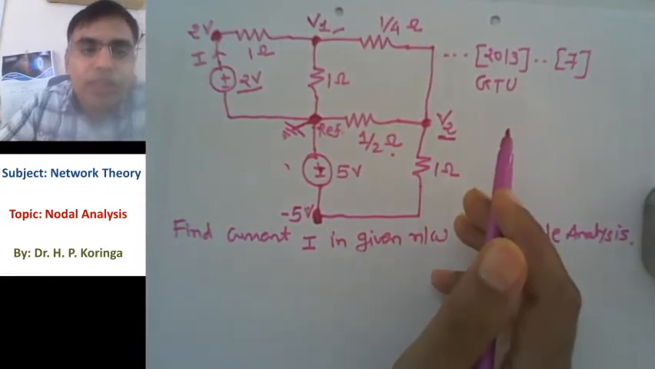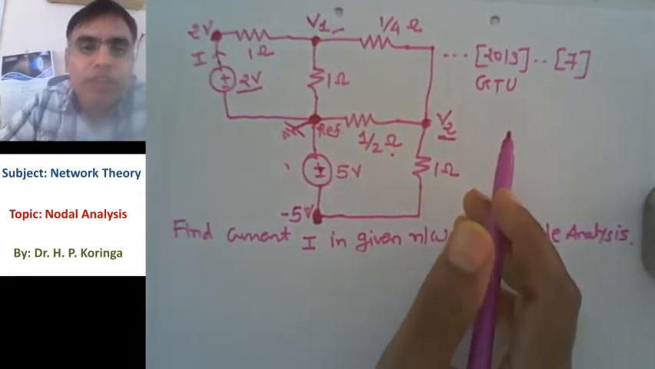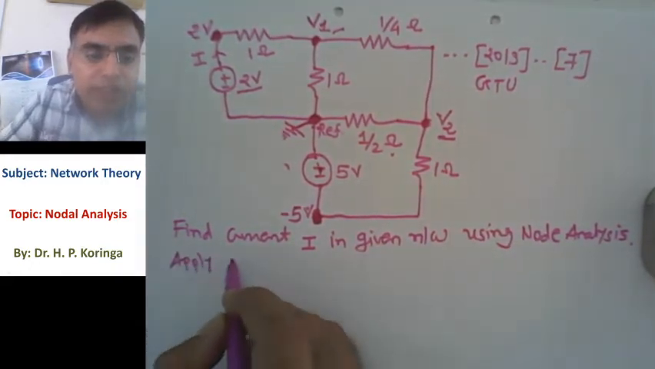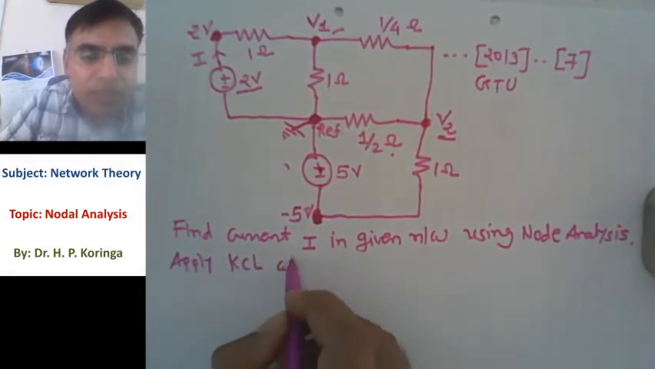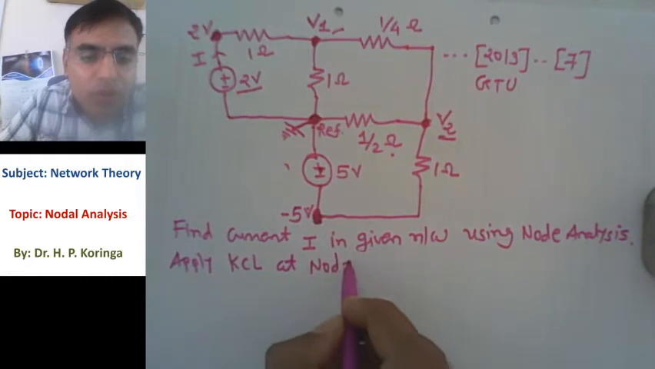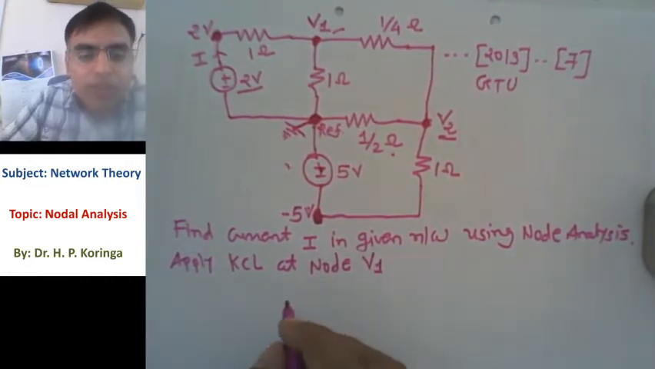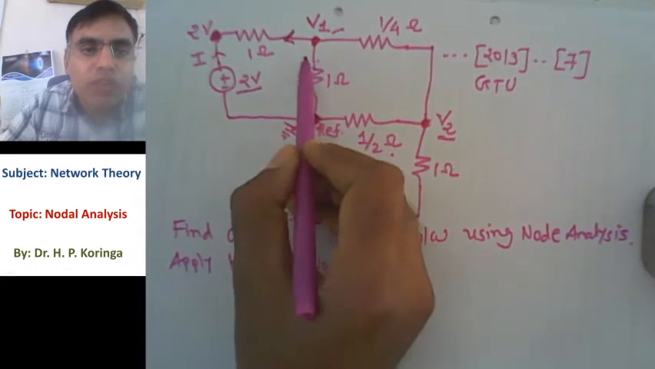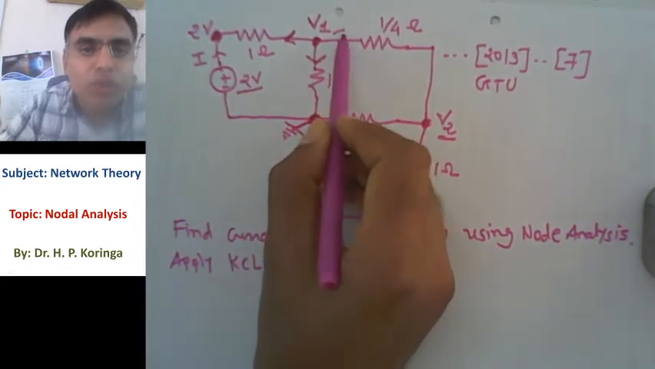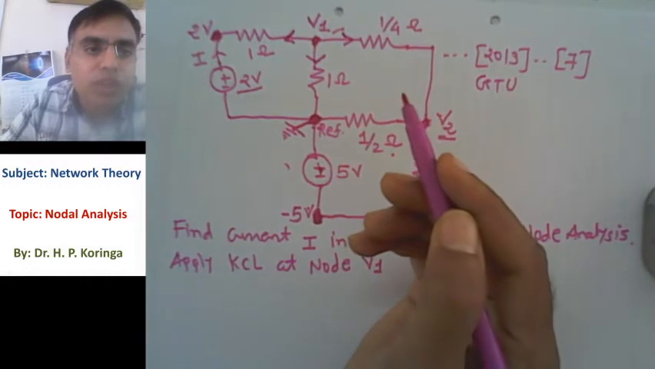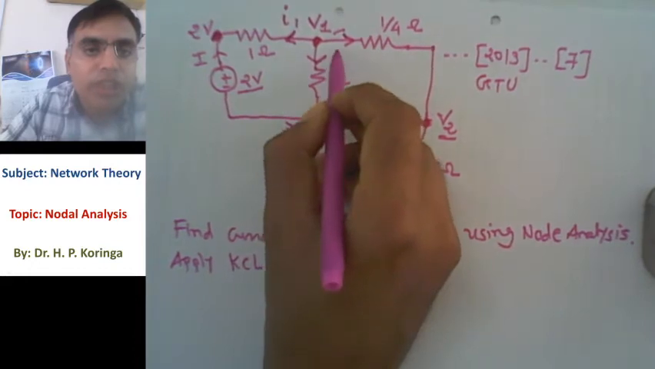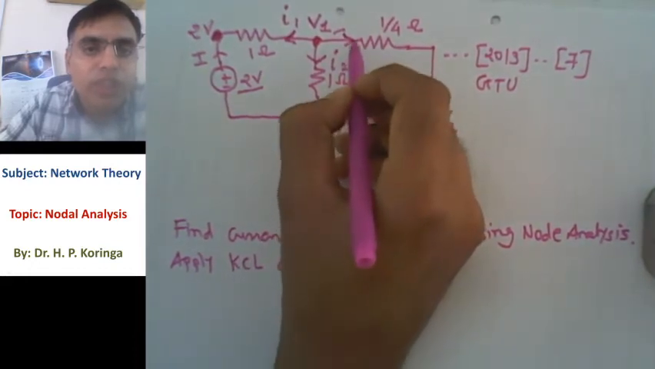So let us apply Kirchhoff's current law at both nodes. Let me apply first KCL at node V1. Let me assume the direction is outgoing. Let me assume V1 is greater than the other node voltages, and let us assume all the currents are going in the outward direction. Let me call this current I1, this current I2, and this current I3.